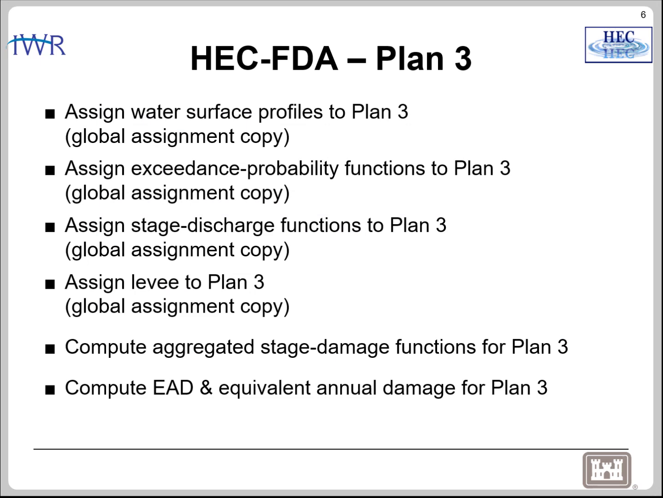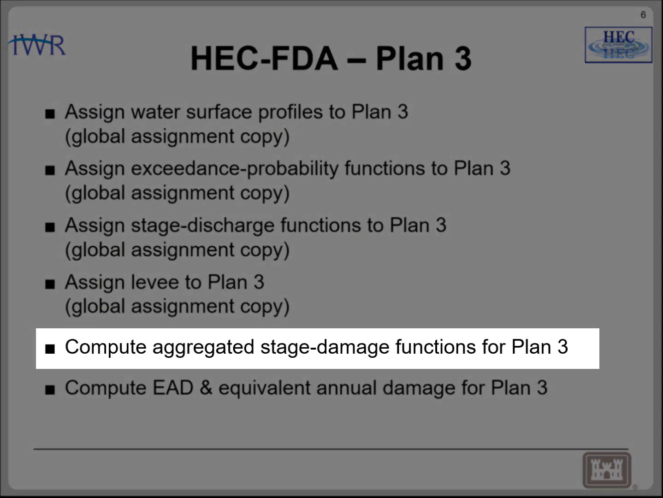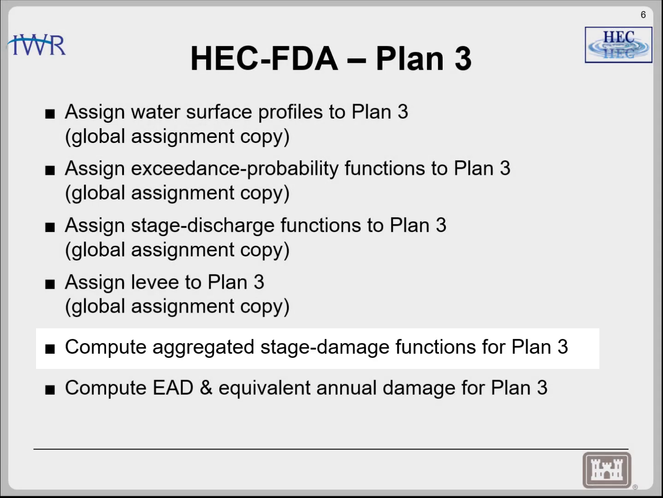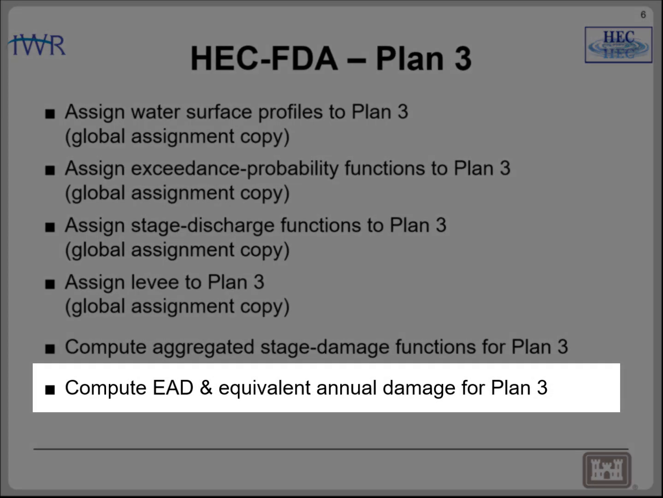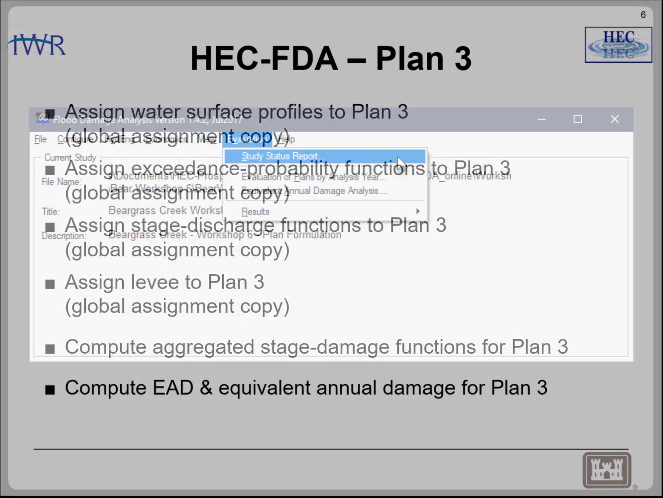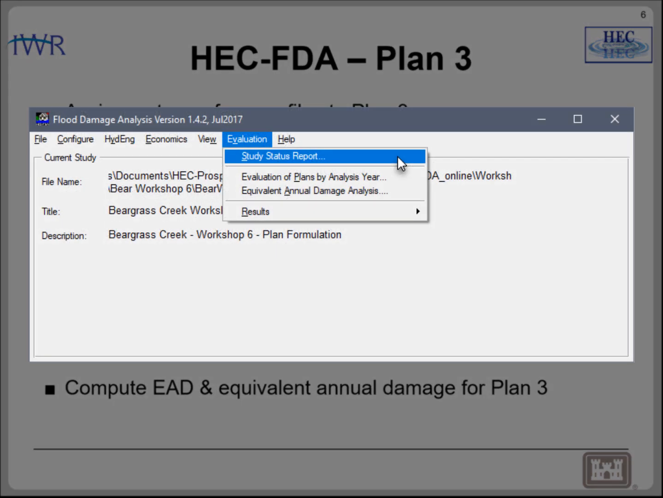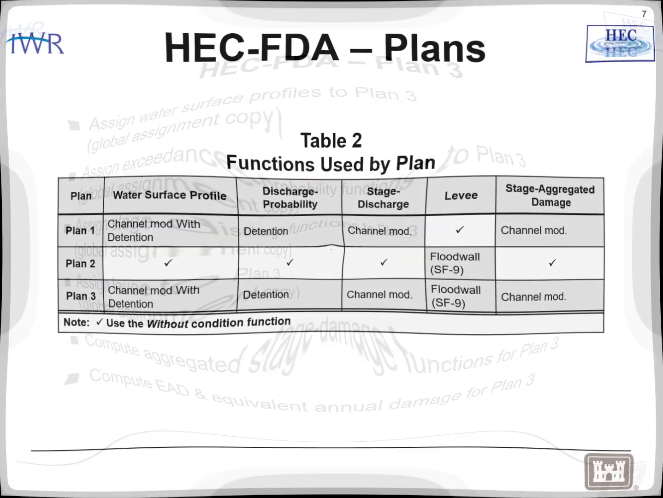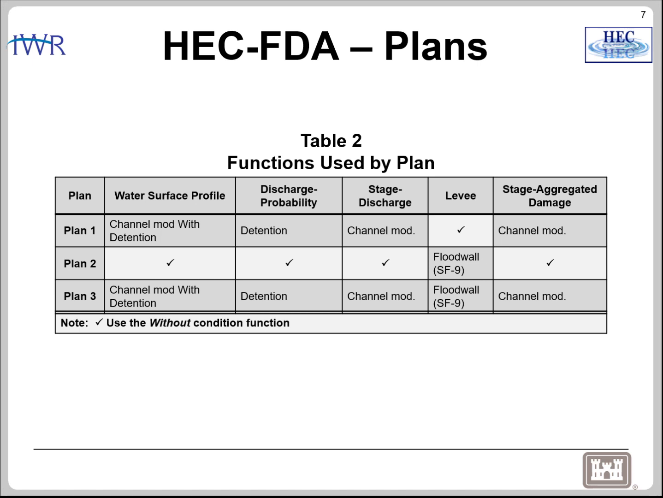After you use the global assignment copy, you can compute the aggregated stage damage function. Before you compute the EAD and equivalent annual damage, I again encourage you to look at the study status report and make sure your big 3 relationships have been assigned correctly for Plan 3. Table 2 provides an overview of the functions used by plan in Workshop 6. For example, Plan 2, when I said that you're using the global assignment copy for the water surface profiles, the discharge probability, and the stage discharge, and the stage aggregated damage, you're using the without project conditions function.